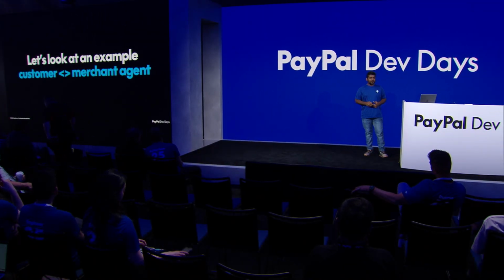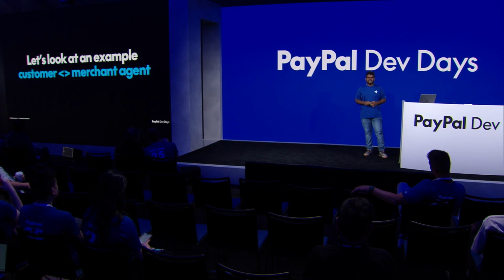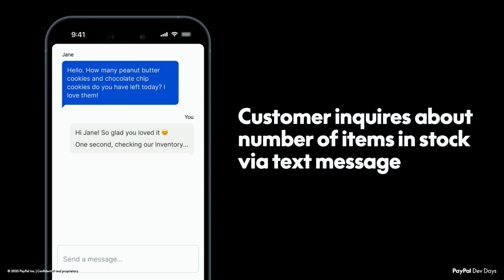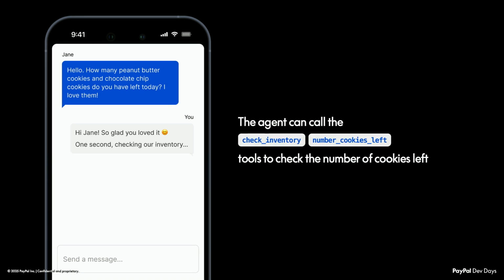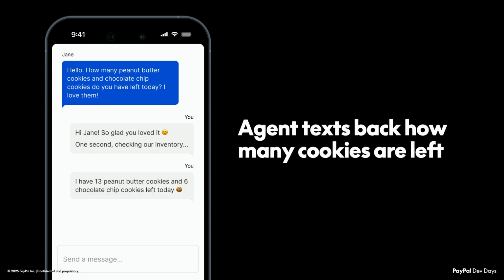This way, they can focus more on baking the delicious cookies instead of spending time taking the orders. Let's take a look at how this agent might work, from the customer's point of view. Let's say a customer wants to buy some of their favorite cookies and reaches out to the merchant agent, asking for the cookie availability, like how many cookies are left of their favorite cookies. Here, an agent can check the inventory in real time and respond back to the customer with the availability of the cookies.